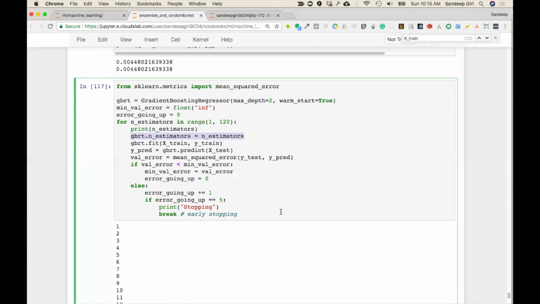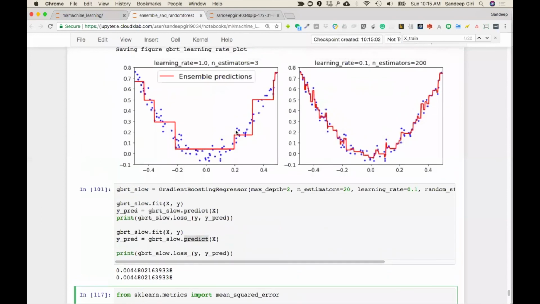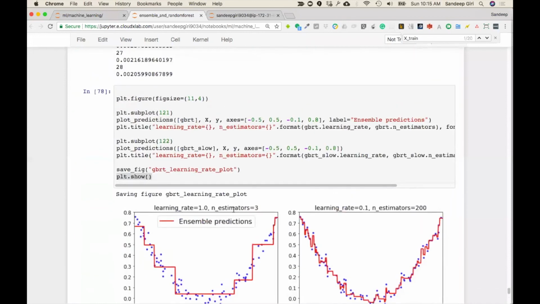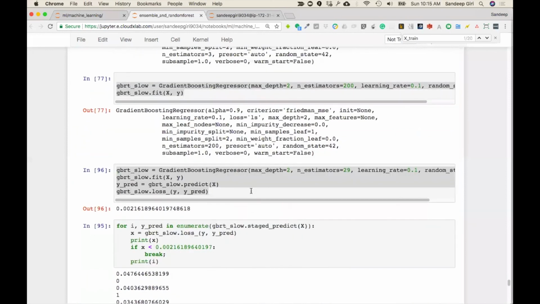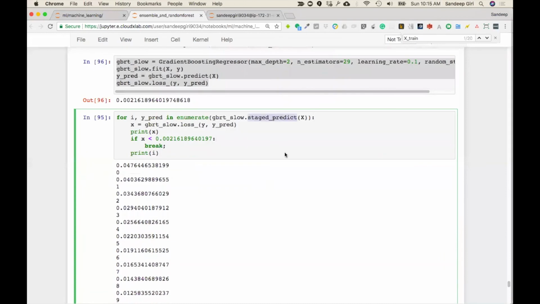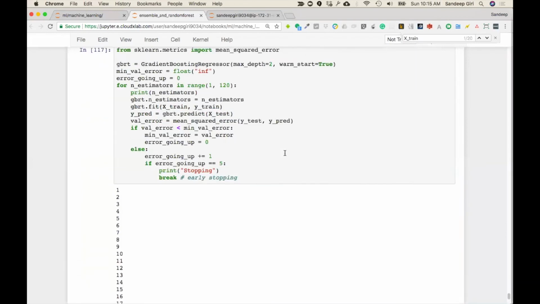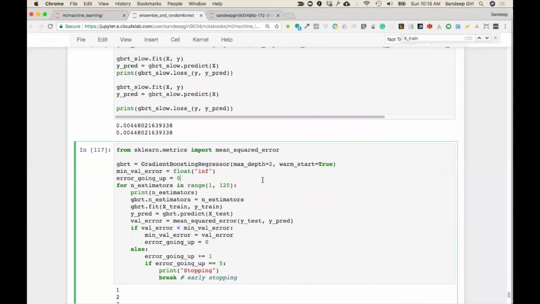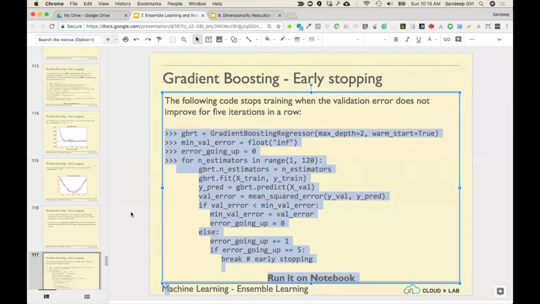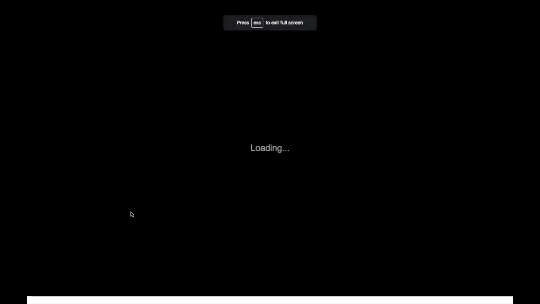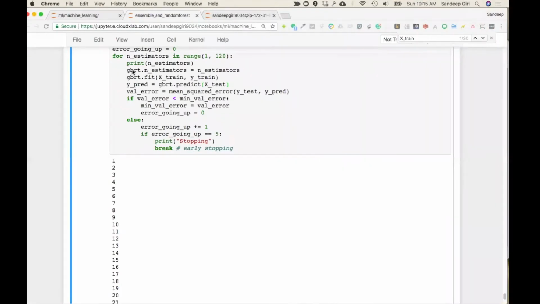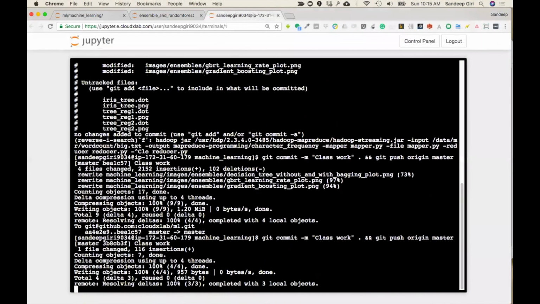All right, so this is how we do the early stopping. We talked about two example cases: one using the stage predict, and the other using this mechanism of warm start. All right, so this way we can do the early stopping. Sure, let me just commit this code, and I'll just call this last command.